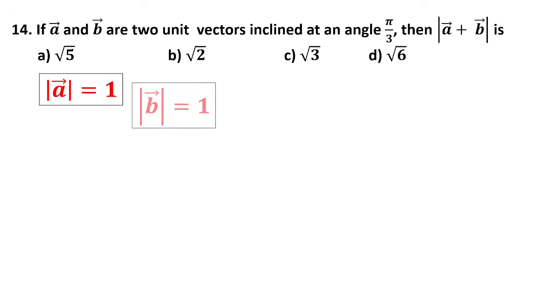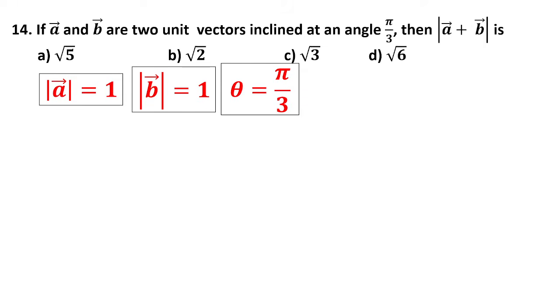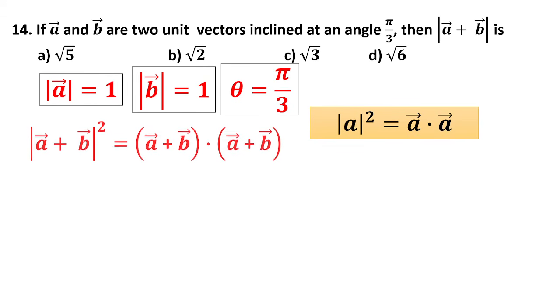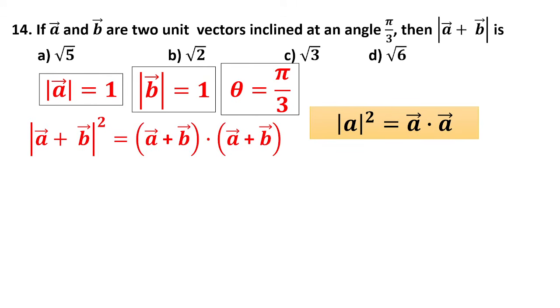They are unit vectors, therefore I am just taking them, and the angle between them is pi by 3. Now whenever they want the value of the magnitude of any vector, you start with the vector dot that vector, which is the magnitude the whole square. This is a very interesting idea. Therefore I start with magnitude of A plus B the whole square, which is A plus B dot A plus B.